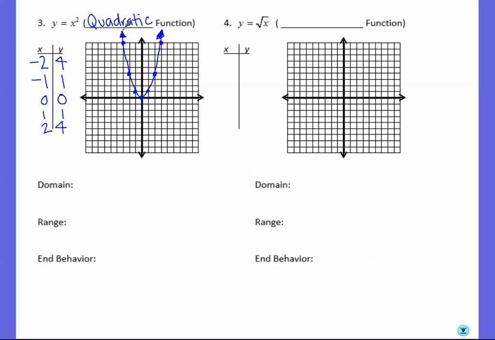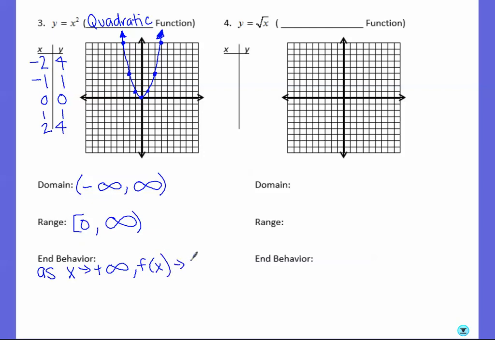Again, we have arrows on the left and arrows on the right. So our domain is negative infinity to infinity. Our lowest point is 0, so our range goes from 0 to infinity. And just like absolute value, our end behavior, both our ends are pointing up. So for both ends, f of x is going towards positive infinity.